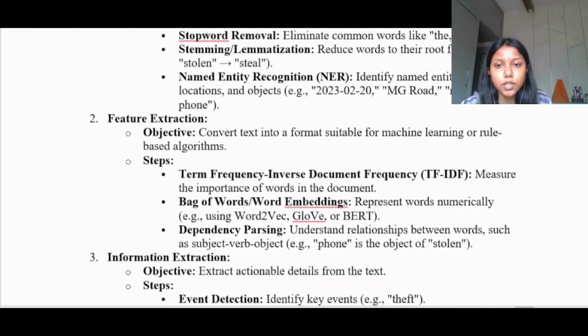Feature extraction. The objective of feature extraction is to convert the text into a format suitable for machine learning or rule based algorithms. The steps that it has are term frequency inverse document frequency, that is TF-IDF, measure the importance of words in the document. Then bag of words or word embeddings, it means represent the words numerically. For example, using word to vec, glove, or BERT. Dependency parsing, understand relationships between words such as subject, verb, object. Example, phone is the object of stolen.